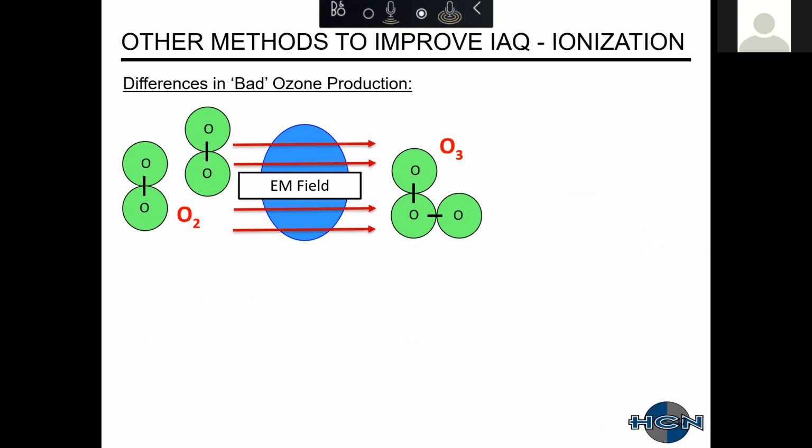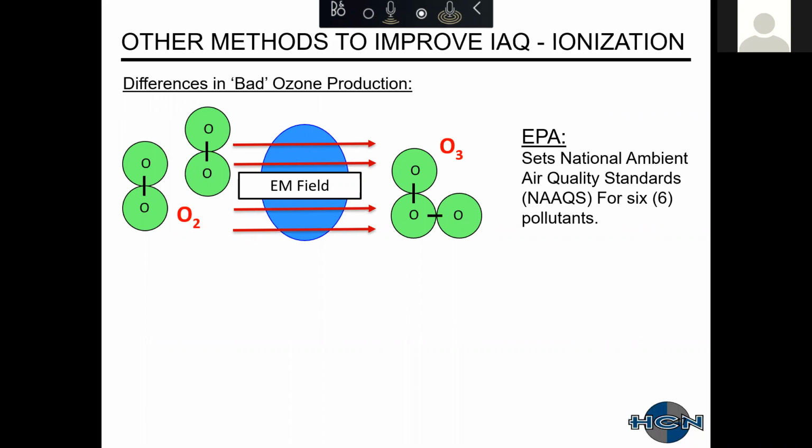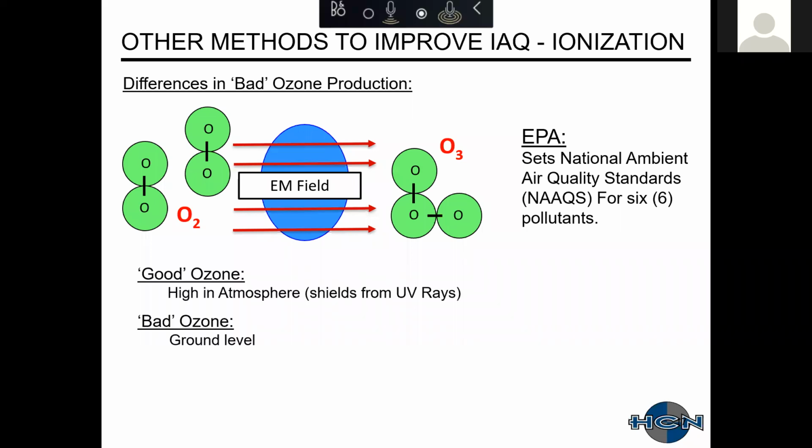Some of the air ionizers do create ozone. The ozone is created by taking oxygen molecules, breaking them apart, and then reconfiguring them with 3 oxygen molecules. Ozone is not a carcinogen, but it's one of 6 different pollutants that have been flagged by the EPA, et cetera. There's good ozone that everybody in HVAC is familiar with, the ones high up in the atmosphere that shield us from UVC rays and UV rays. And then there's bad ozone at ground level.